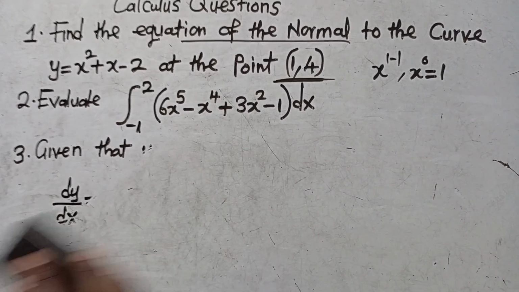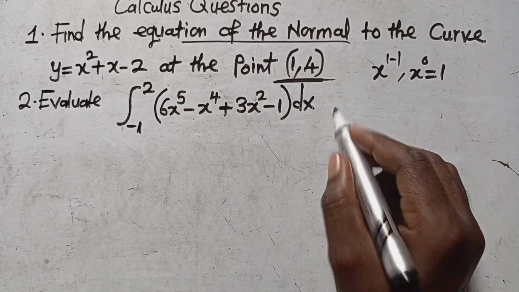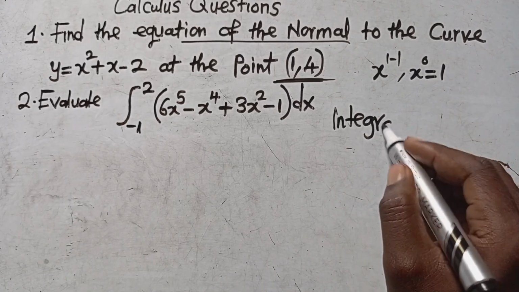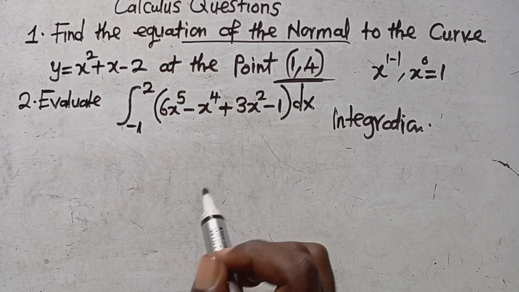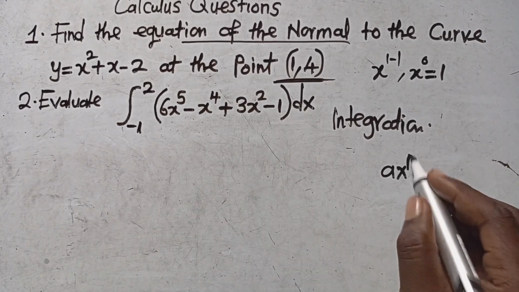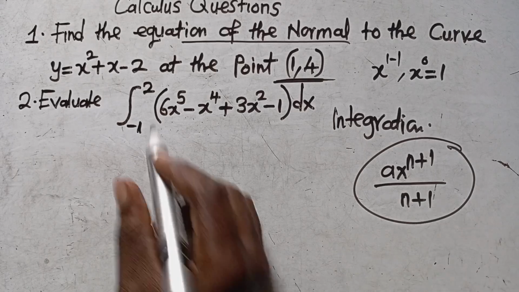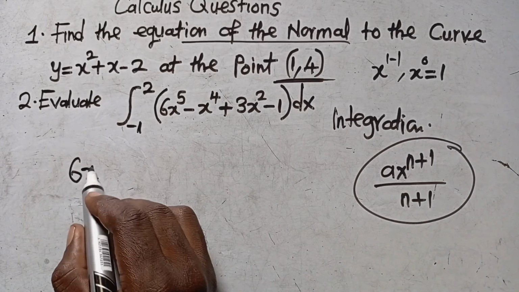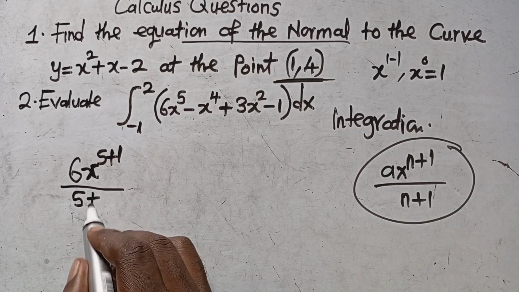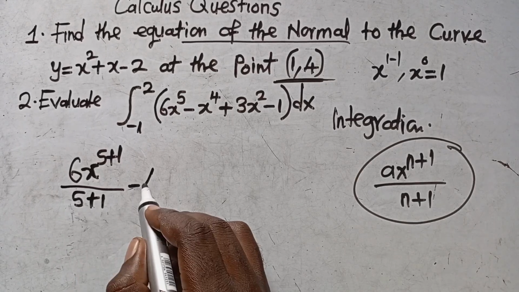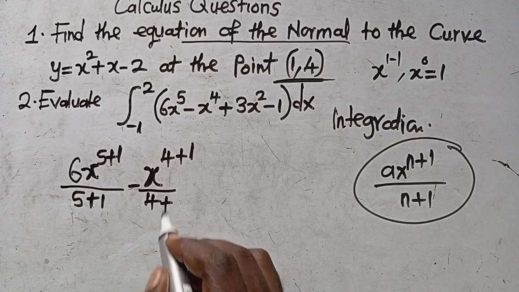We now move to this question that is here. How then can we answer this one? This is integration. How do we integrate? For us to integrate this, you know that we use the formula ax^(n+1) over n+1. We'll just be adding 1 to the power. That is 6x^5, you are adding a 1. What is on top comes down, 5 plus 1 comes down. Minus, that is x^4, I just say plus 1 over 4 plus 1.